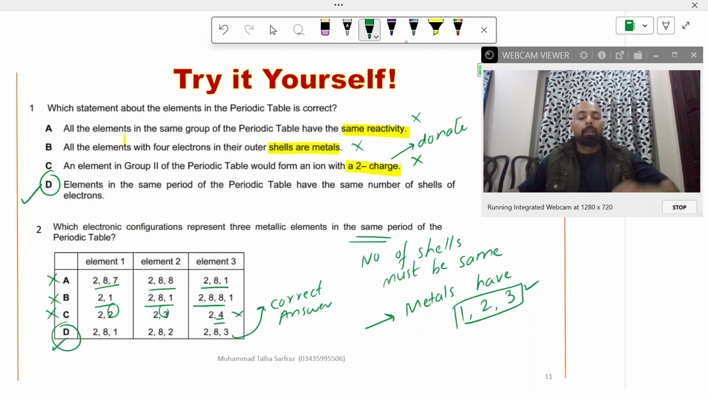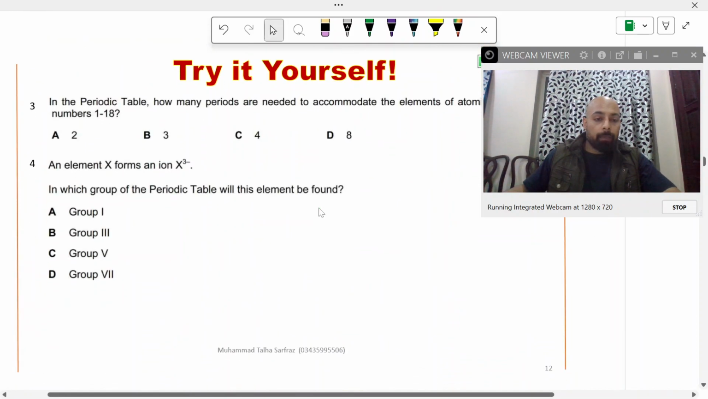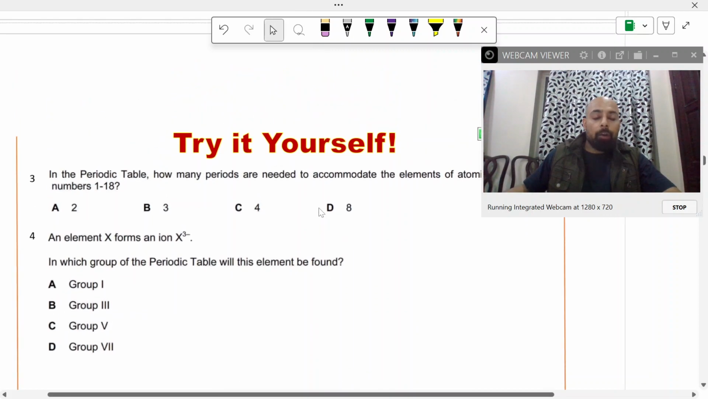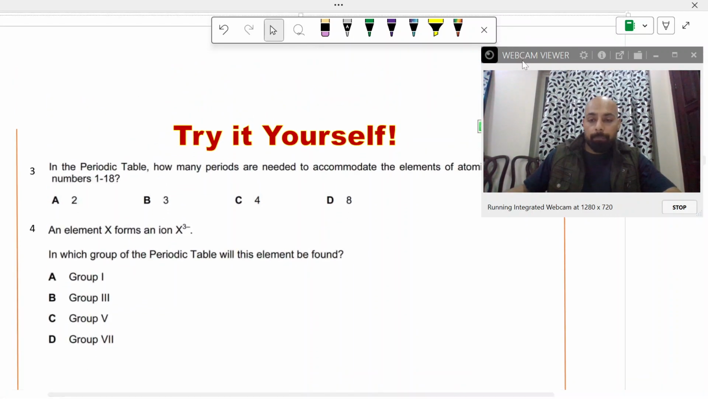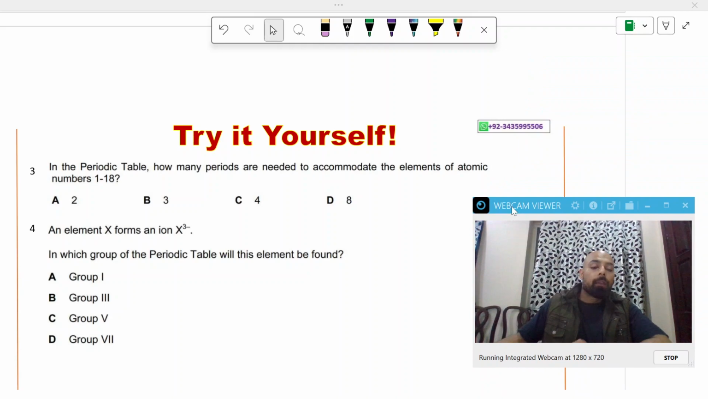All right, here we have some of the other questions. यहाँ पे in the periodic table how many periods are needed to accommodate the elements of atomic number 1 to 18? थोड़ा सा हम इसे webcam को adjust कर देते हैं यहाँ पे. So you have the elements 1 to 18. ठीक है, so for this you need to consider the periodic table. आप इसको correctly देख लो periodic table को.